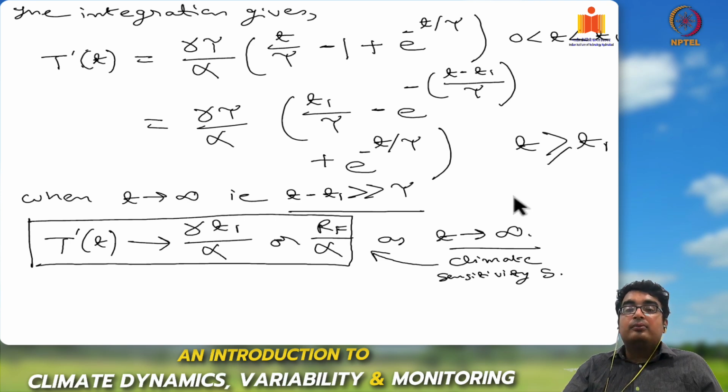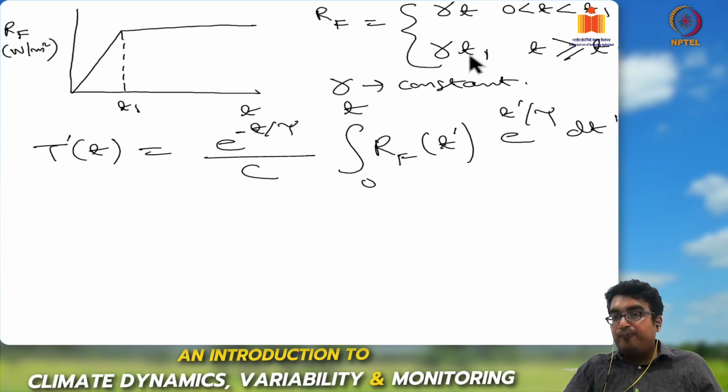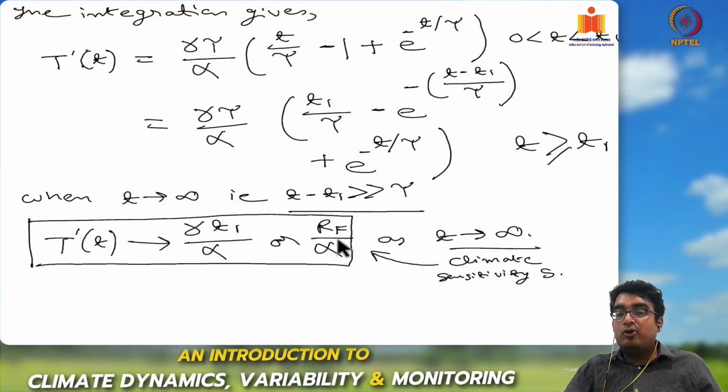Okay. When t is tending to infinity, so at very, very long times, then t minus t1 is much, much greater than tau. Okay, so this t minus t1 also tends to infinity, so this becomes e to the power minus infinity, so this becomes 0. Alright, this also becomes 0. Alright, so then T prime becomes gamma tau by alpha into t1 by tau, so gamma t1 by alpha, okay, or RF by alpha, because RF at that point is equal to gamma t1 at very long times.